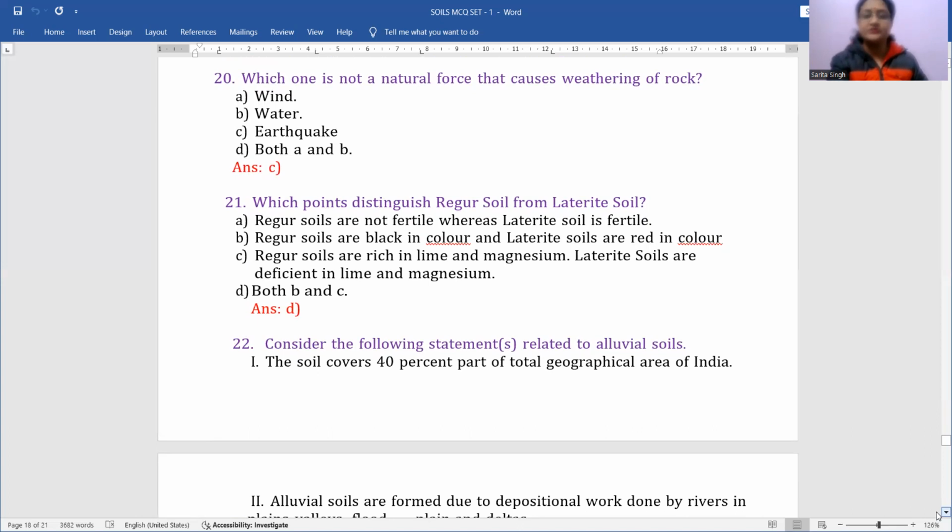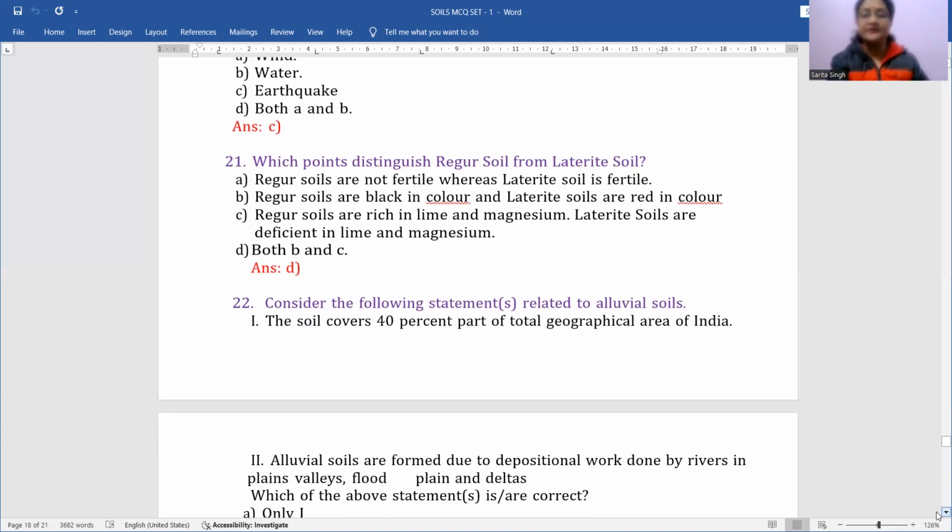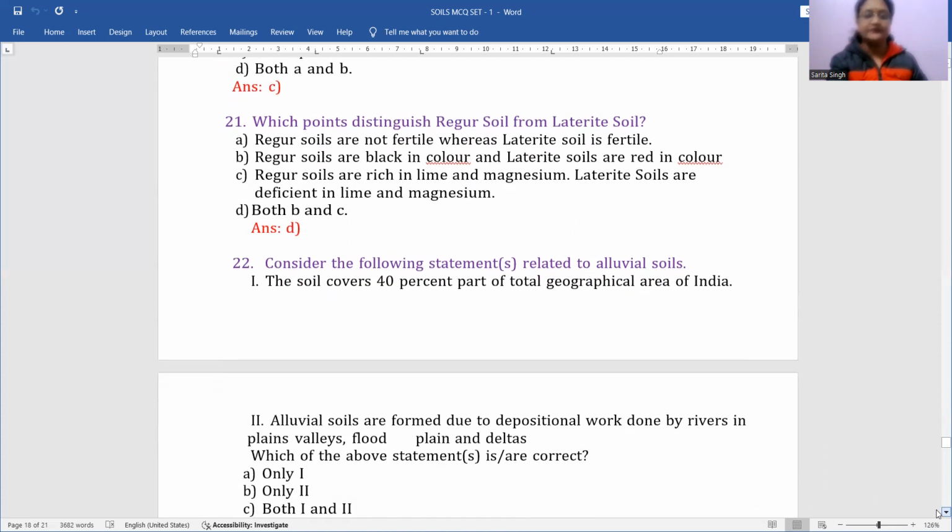Which points distinguish regur soil from laterite soil? Regur soils are not fertile, whereas laterite soil is fertile. Regur soils are black in color, laterite soils are red in color. Regur soils are rich in lime and magnesium. Laterite soils are deficient in lime and magnesium. Okay, and D option is both B and C. Yes, B and C are the perfect answer for this. Clear? So option D will be the correct one for this.